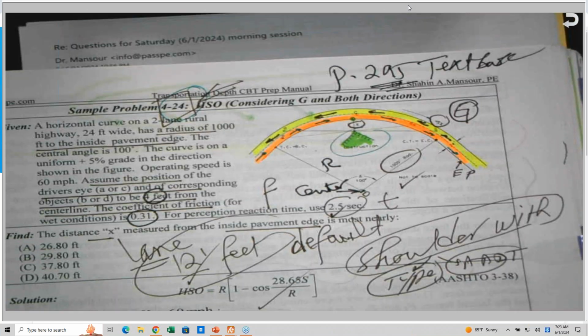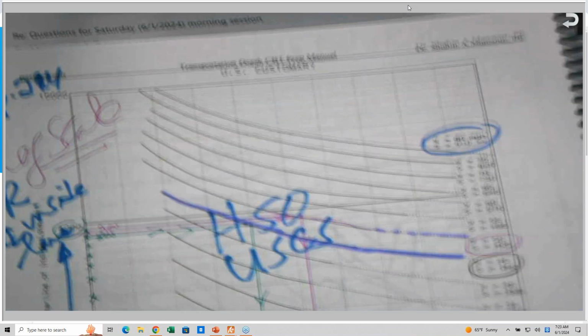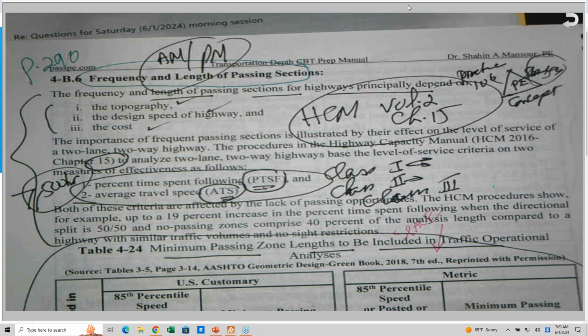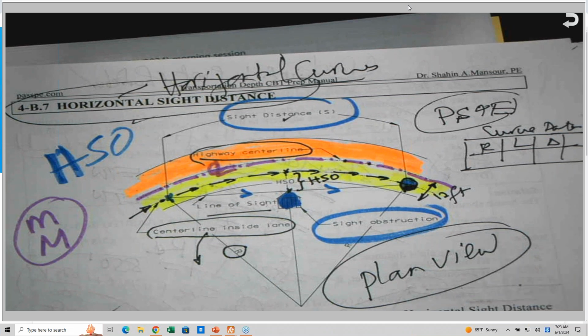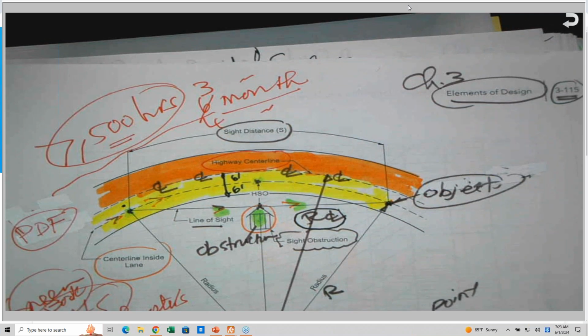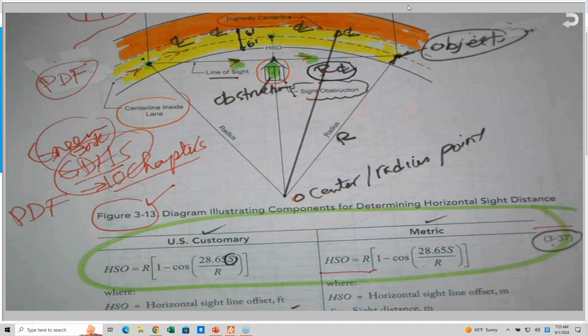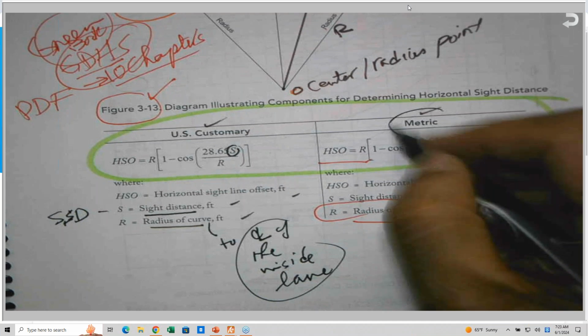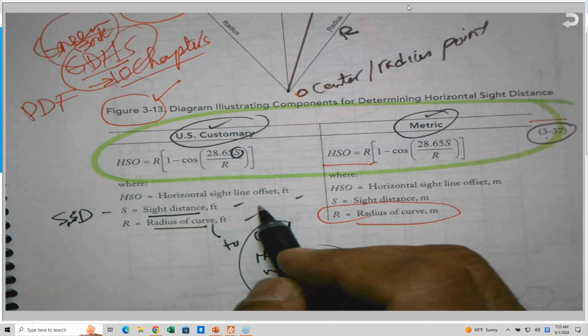But I highly recommend you, my friend, to look at the figure. I have it in my book. Here it is, the one I was telling you about, which we copied verbatim from there. I always prefer to go and look. This is the original book that you are going to get access to during the exam. And this is the HSO in metric and in English, or US customary units, the HSO offset from all these things.